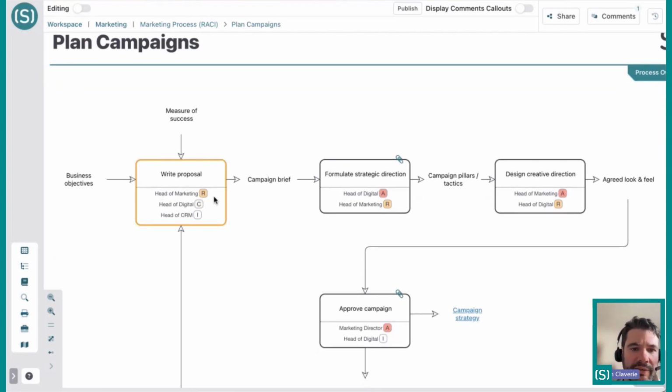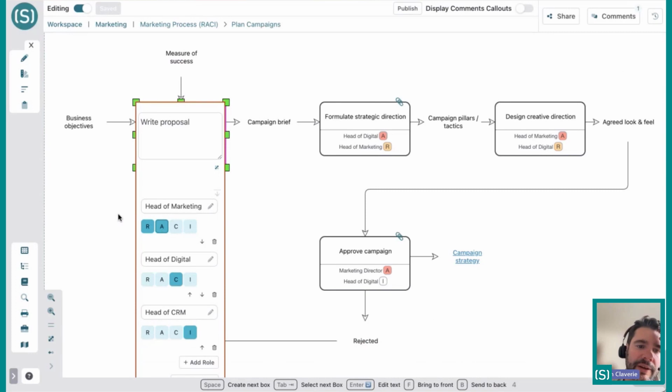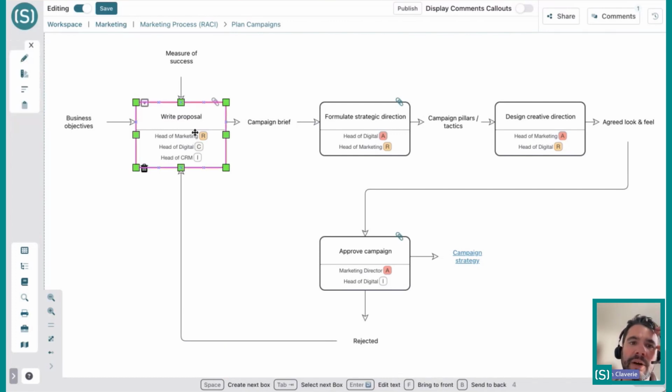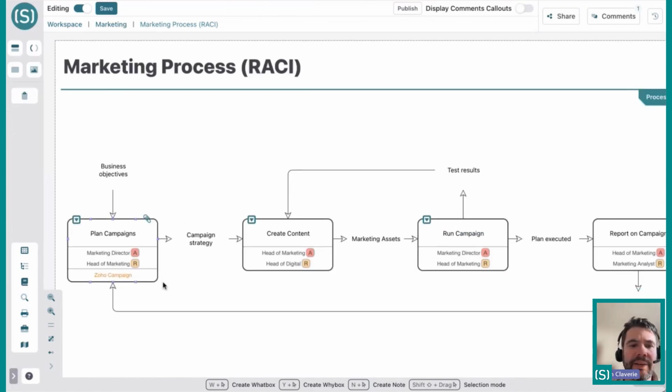As we can see here in Skore, let me go to edit mode to show you exactly how it works and how easy it is. We are capturing the RACI information directly on the process while we are capturing the process. So it's very powerful. You do it as part of the same exercise, and if you need to refine the text of the activity or change the role, it's very easy. So this is how RACI works in Skore.